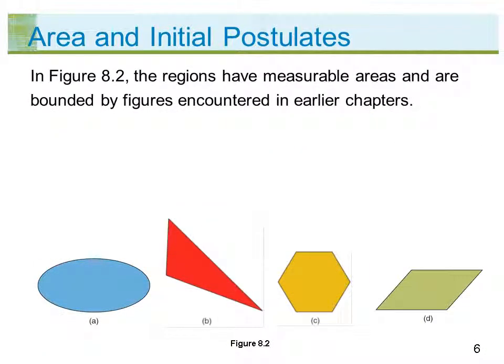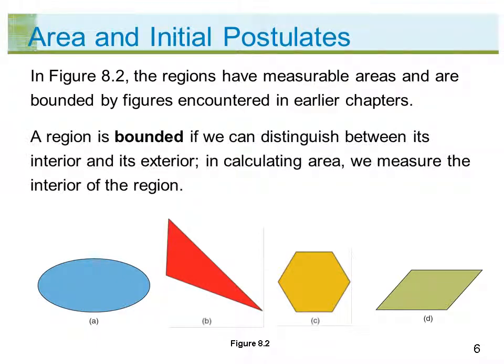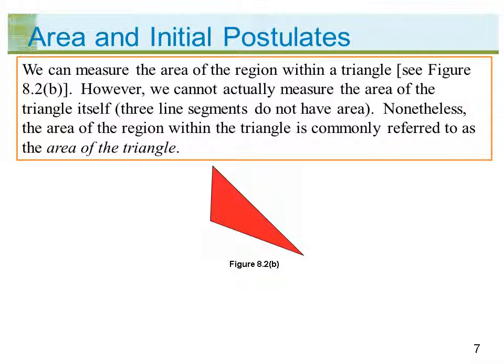In figure 8.2, the regions have measurable areas and are bounded by figures encountered in earlier chapters. A region is bounded if we can distinguish between its interior and its exterior. In calculating area, we measure the interior of the region. We can measure the area of the region within a triangle. See figure 8.2b. However, we cannot actually measure the area of the triangle itself. 3 line segments do not have area. Nonetheless, the area of the region within the triangle is commonly referred to as the area of the triangle.